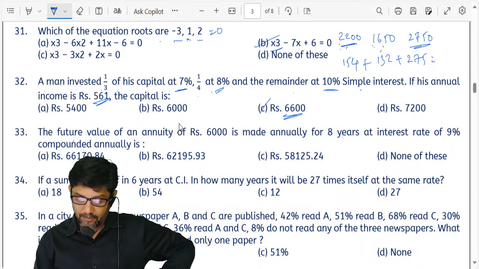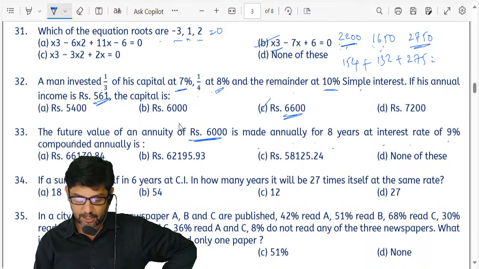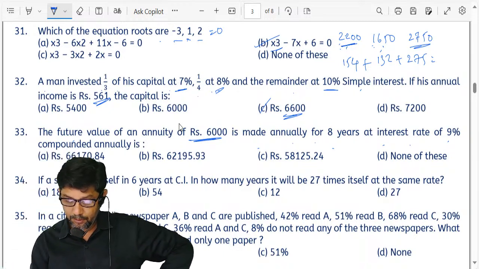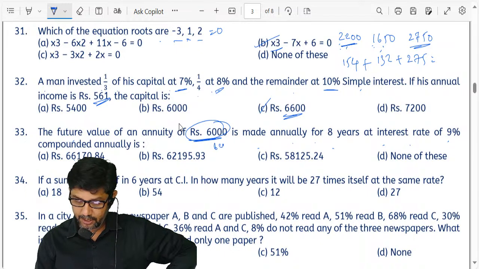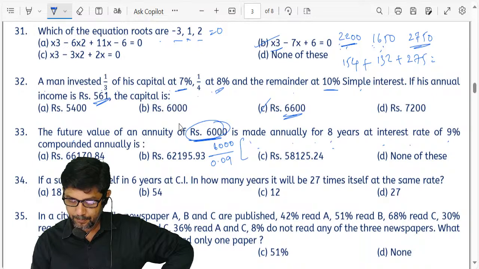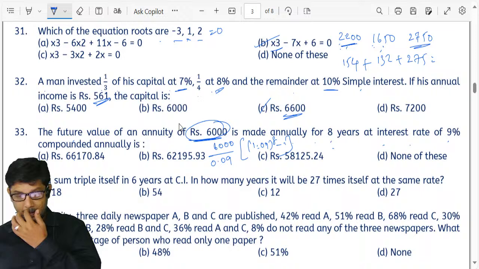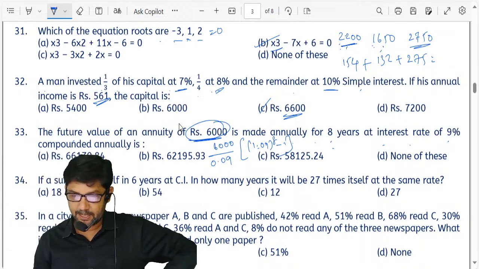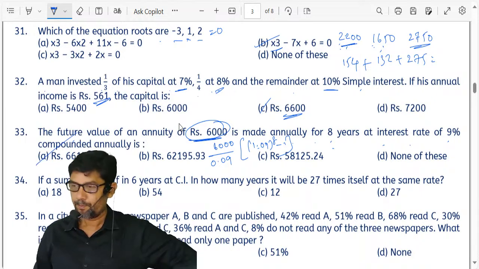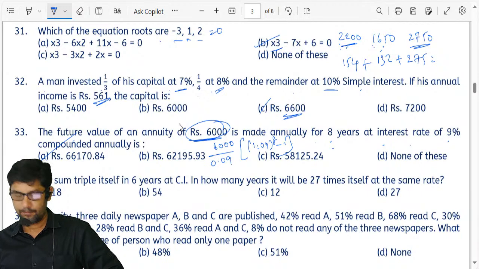Now, the future value of an annuity of 6,000 rupees is made annually for 8 years at an interest rate of 9% compounded annually. Can you please find the future value? So this is my annuity amount. So 6,000 divided by 0.09, into 1.09 whole power 8 minus 1. Can you please give me the answer, my dear? MRP gave me the answer 66,170.84. Option A. Can you please check it? 1.09 into equal to, yes.